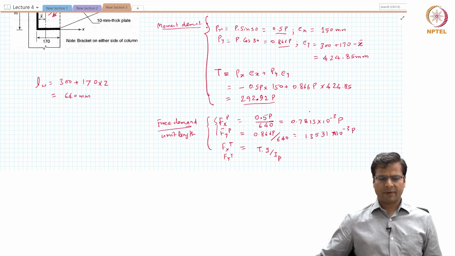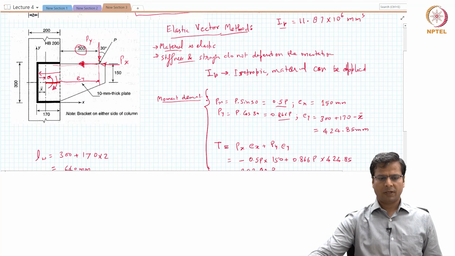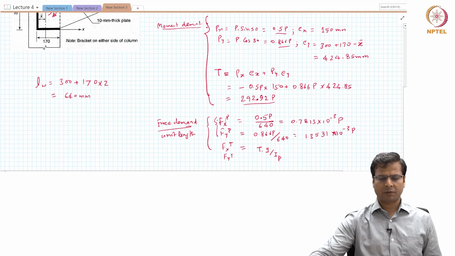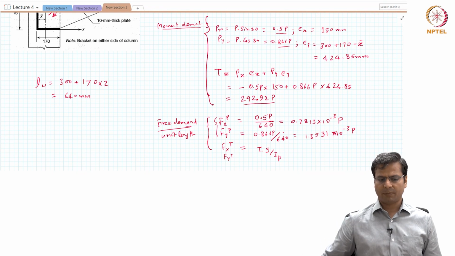Now, these two forces, Fx because of P and Fy because of P, were uniform throughout the length of the weld, because we had made this assumption wherein we had said that the stiffness and orientation do not matter. So stiffness remains uniform throughout, irrespective of the orientation of the weld. So distance and orientation did not matter because the P force was acting at the centroid. But actually the P force is not acting at the centroid, and there is a moment effect of that.